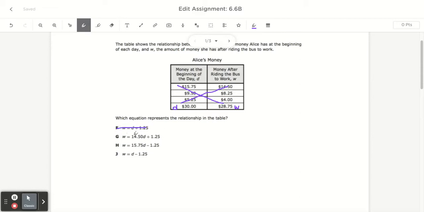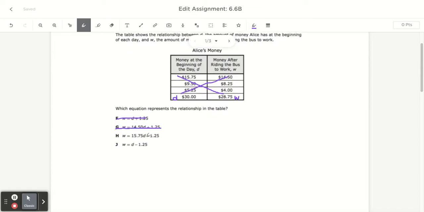G, it says if you take $14.50 and multiply it by D and then add $1.25, you'll get W. Okay, again, let's think this through reasonably. If we're taking $14.50 and multiplying it by D, which is 30, and then adding more on top of it, wouldn't we have a whole lot more than 30? A whole lot more than $28.75? Yeah, this is not a reasonable answer, okay? Because from D to W, it goes down. If we solve this one, our answer would go way up. So let's move on to H.